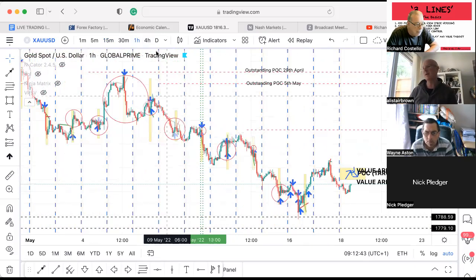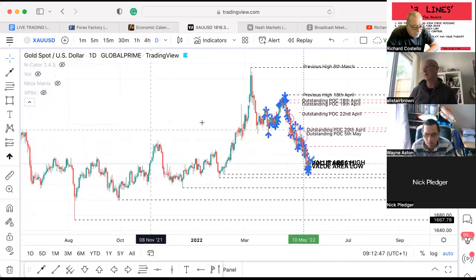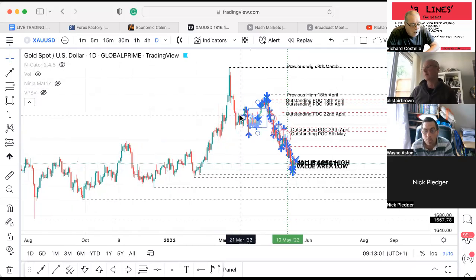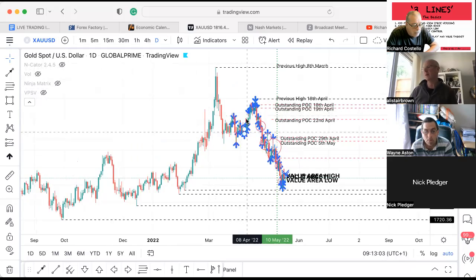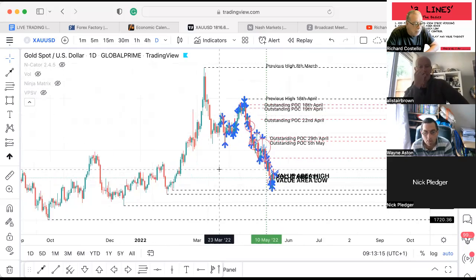But let's go to the daily chart. That was the previous high. That was the 8th of March, and price went up to that high and then came down. On this chart, that looks like an area of consolidation. And then it went up, it broke out, and it went up to another previous high. And since then, it's been almost entirely in a downward trend. That's the bigger picture, that's on the daily chart.